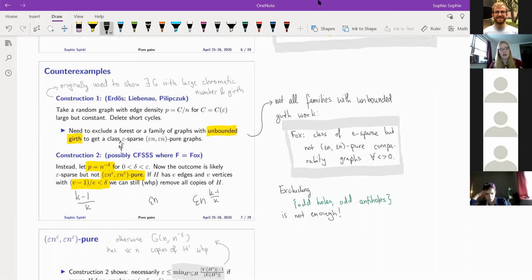So this is telling us a trade-off between how dense is the graph that we exclude and how big could pure pairs possibly still be. It tells us certainly that if we exclude anything that has a cycle, we won't get linear, but it tells us a little more.